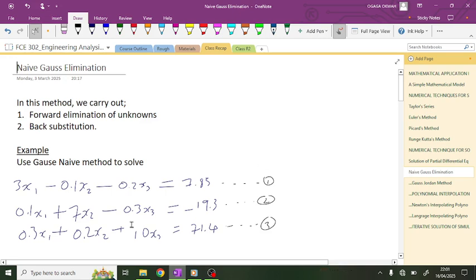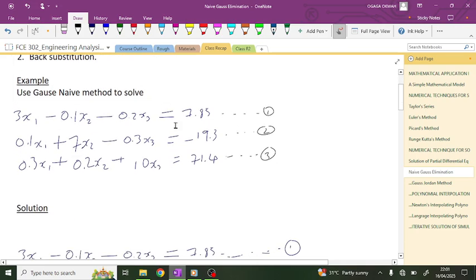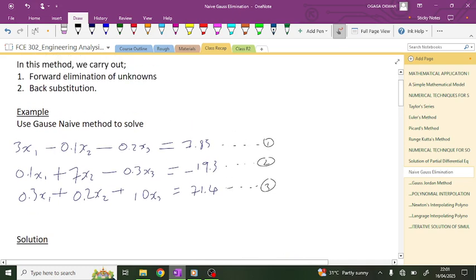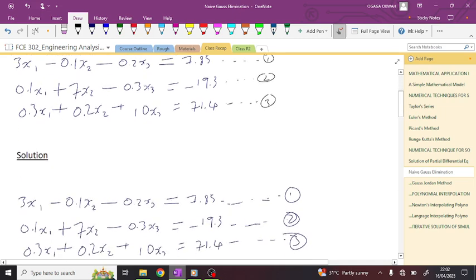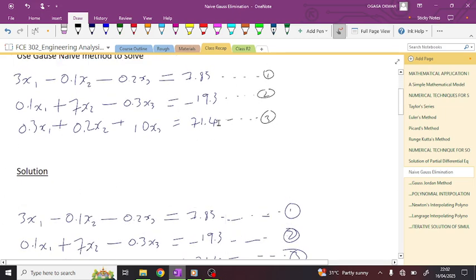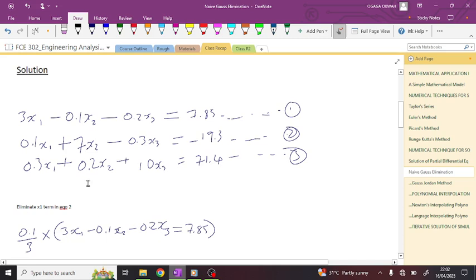Now we have a system here and we want to solve it using the Gauss elimination method. There are two basic steps to take. One of them is the forward elimination of unknowns and then back substitution of unknowns. So what you do is this. Now we have the three equations. You take the three equations.